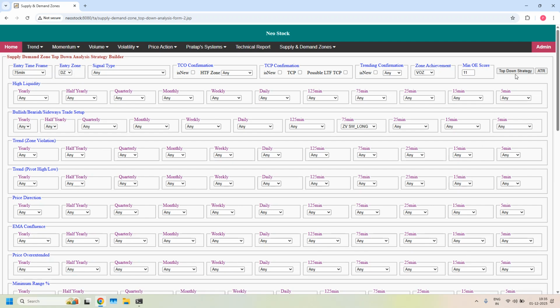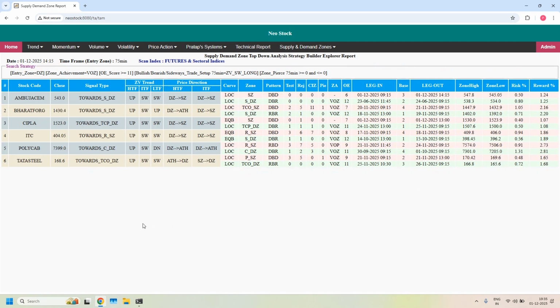So by applying all these filters, we got 6 stocks supporting the sideways long trade setup for weekly income trade. And entry time frame zones are 75 minute demand zones. You should plan trades in these zones provided lesson 30.3 video checklist items are satisfied. Otherwise, there are higher chances of zone violation.